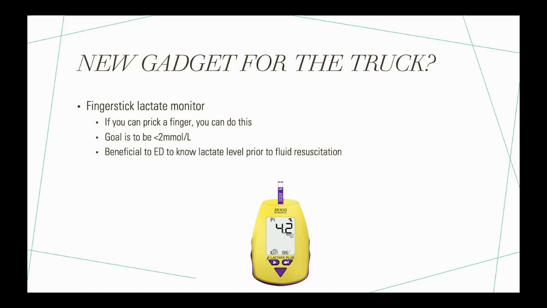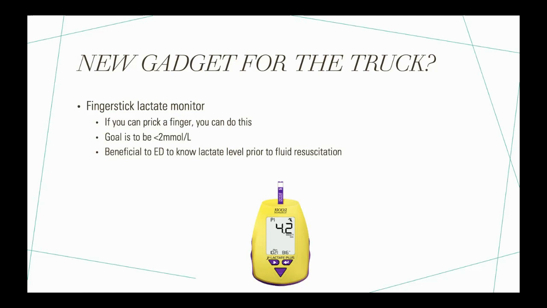So it's beneficial in the ED to know the lactate level, because they're going to fluid resuscitate them. And especially before pre-hospital, if you're going to dump much of fluids in them, you're going to dilute this number. So it may be something that you want to have on the truck. If you're suspecting sepsis, you can get this before giving them fluids to say, when you get to the ED, this is what the patient was like before I gave fluids.